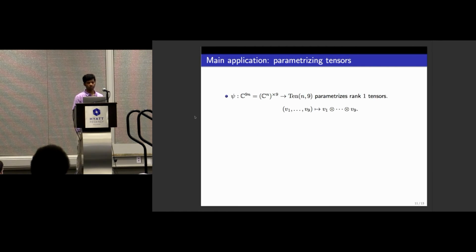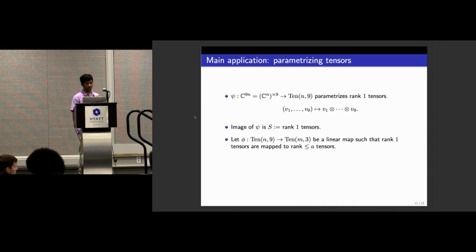So to begin with, I'm going to tell you that you can parameterize rank 1 tensors by a vector space. And the way to parameterize it is just the natural way of how you define a rank 1 tensor. So if you have n vectors and then you just tensor all of them together, you get a rank 1 tensor, right? And this allows me to parameterize them. And the image of this particular map psi that I put up is going to be precisely the set of rank 1 tensors. Now suppose you had some linear map from 9 tensors to 3 tensors, with the property that rank 1 tensors are mapped to rank at most a tensors.